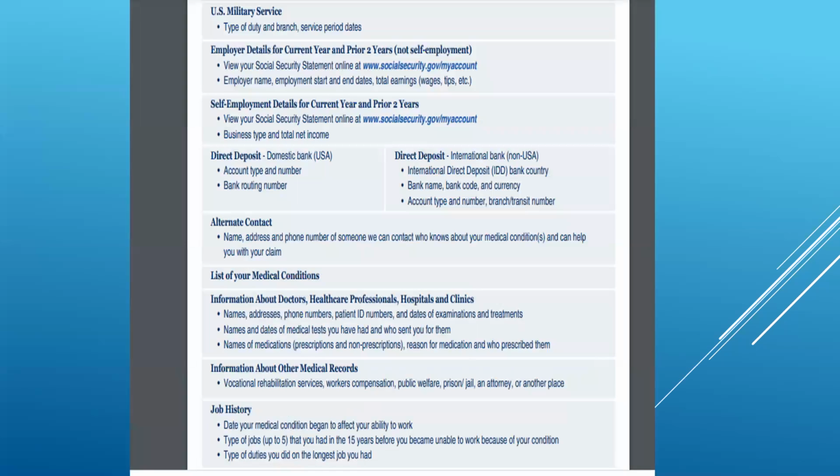Next, you will need to have any U.S. military service information, and all of your employer information from the current year and 2 years prior. You would need to have direct deposit information. You would need to have the bank number, the routing number, and the account type. You would need to have an alternate contact that knows all about your medical condition and can help you with your claim. And then you will need to have all of your medical information and job history information.